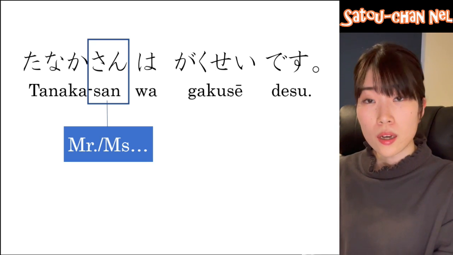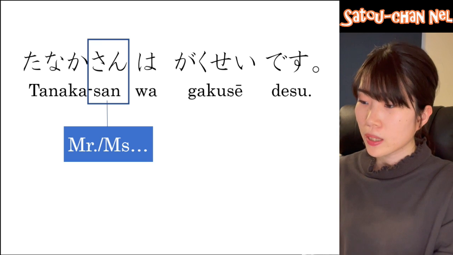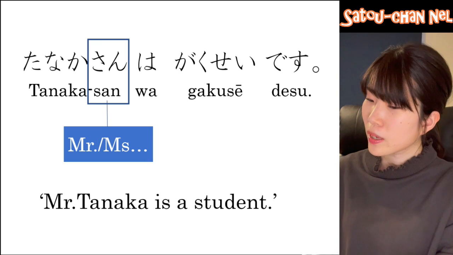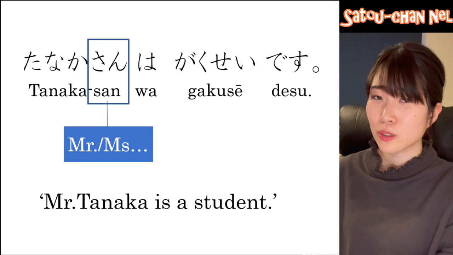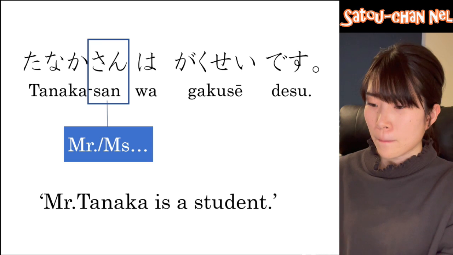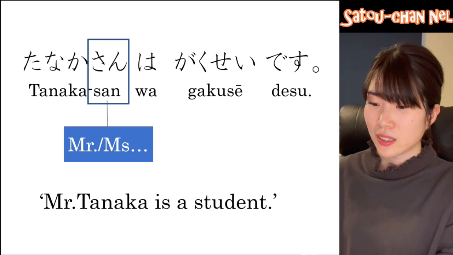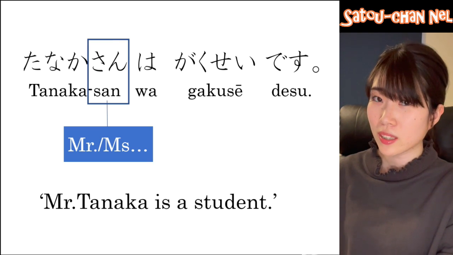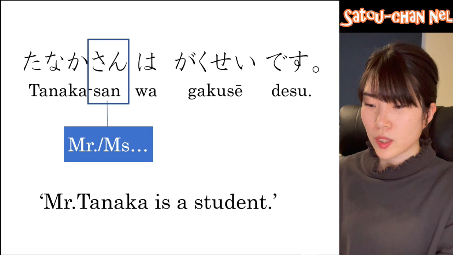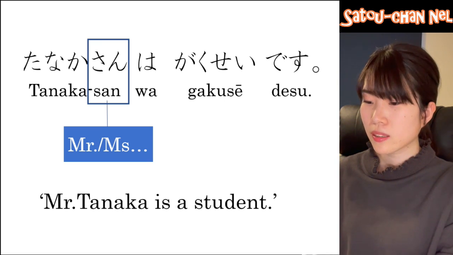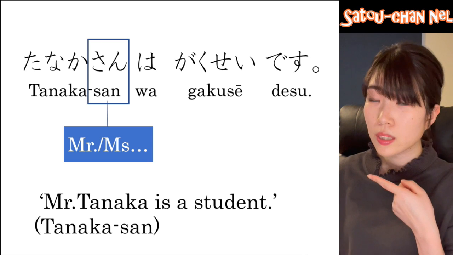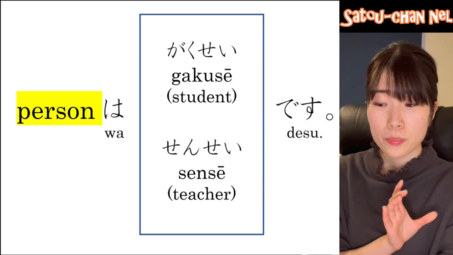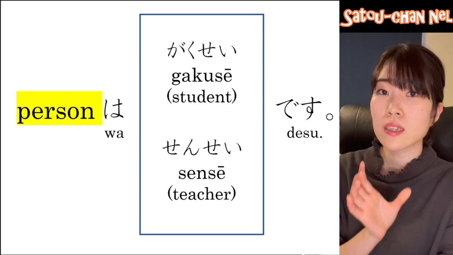田中さんは学生です。So it means Mr. Tanaka is a student. Depending on the situation, Mr. sounds too formal, but there's no equivalent in English. So sometimes this san is just omitted in English translation. In some Japanese textbooks, it's written like Tanaka-san, like this in romaji. Person は学生です means the person is a student.